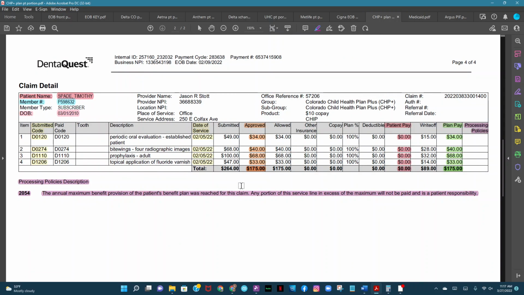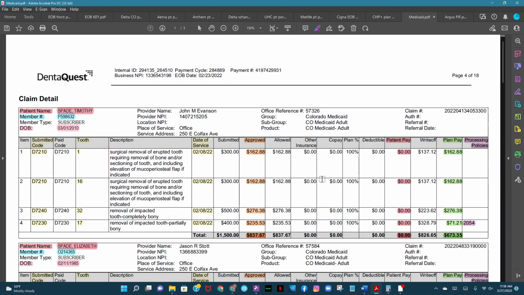Last but not least, again, Timothy, member ID, date of birth. As you can see, same date of service, different codes. This is going to be for his cleaning. So we got lots of fillings and a cleaning done on that date of service. So again, just be aware before entering in each payment that you are putting them in with the correct claim. Insurance paid us $175. Patient owes nothing on this one. There is no copay or anything, so patient does owe nothing. Make sure that these fees here are the same in EagleSoft as they are on this EOB.